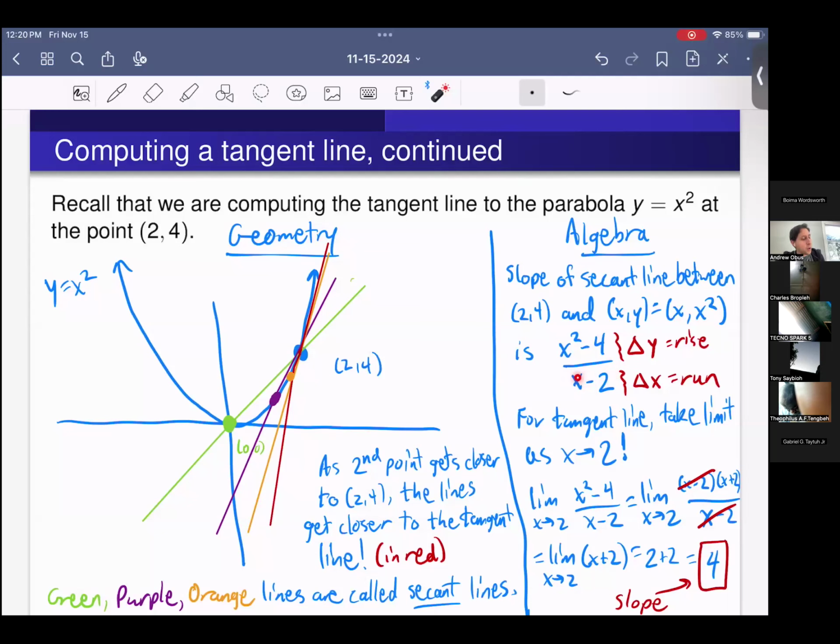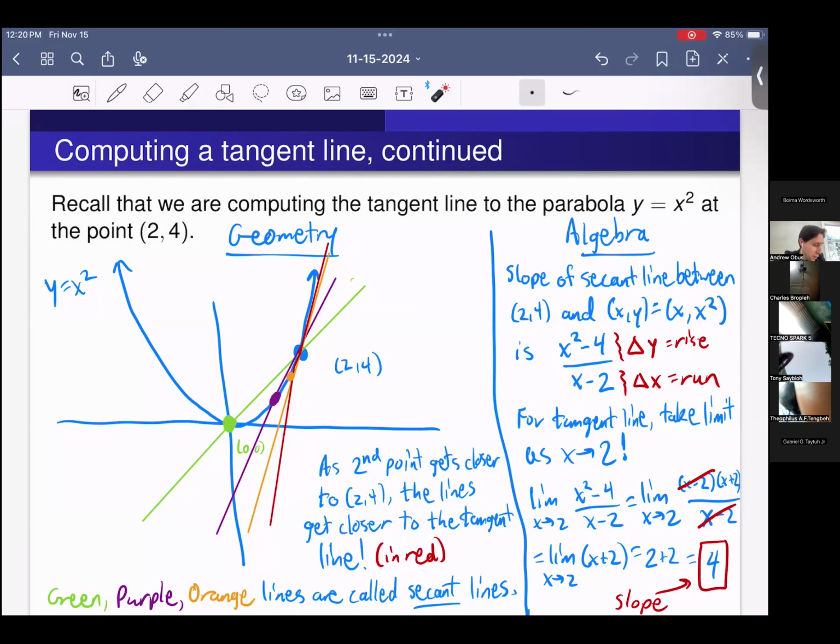Limit as x goes to 2 is what happens when this x squared point becomes close to the (2, 4) point. So we take the limit as x goes to 2, and that will give us actually the slope of the tangent line. And then this limit is the type of limit problem we've been doing for October. So we know how to solve this limit problem, and we end up getting that the slope is 4.